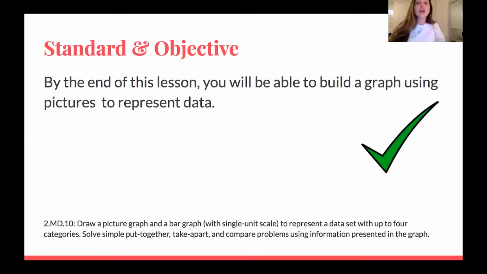And then our standard, which is just what we should be learning based on what the state is learning, other people are learning, that is draw a picture graph and bar graph with a single unit scale to represent a data set with up to 4 categories. Solve simple, put together, take apart, and compare problems using information presented in the graph. So again, today we're mostly going to be focusing on building these and creating them, and then later on I'll tell you guys how to solve these and answer questions a little bit better. But for this specific lesson, we're mostly going to be focusing just on how to build them.